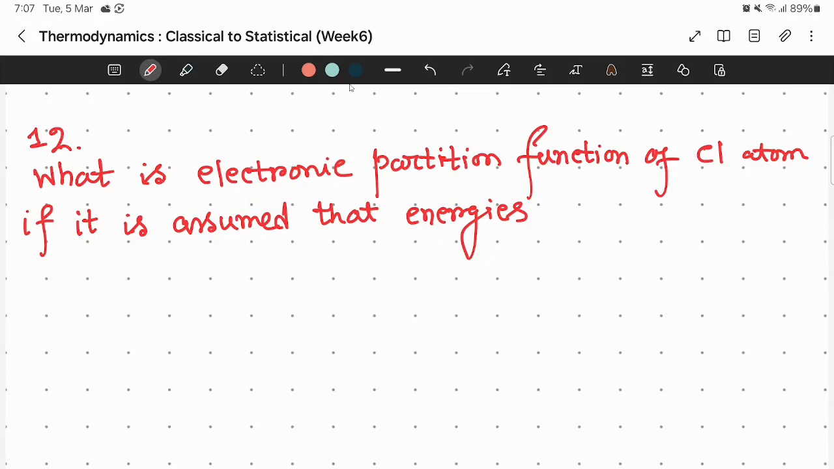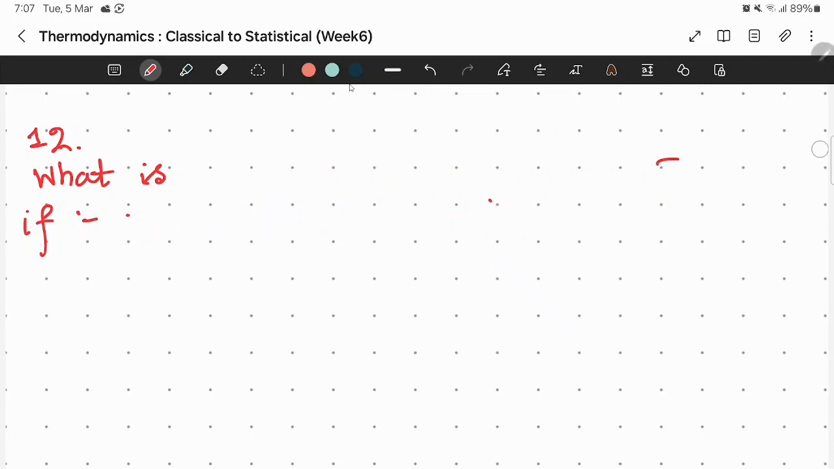Okay, but for doing this question we need other information, term symbol things we need. So we should not do this type of question.